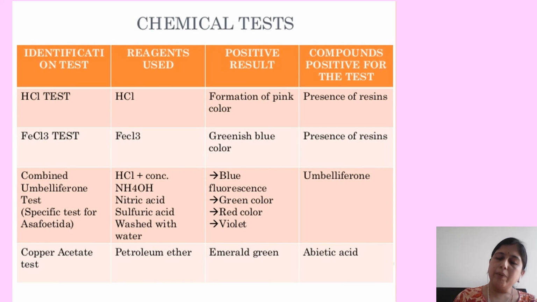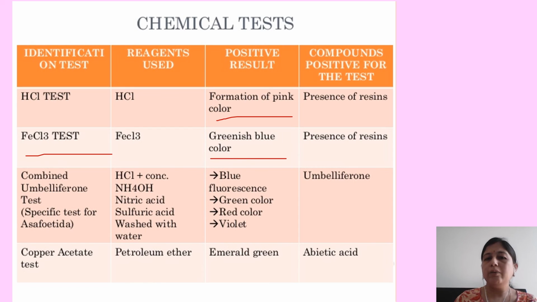Now the chemical tests of these resins. As such, individual chemical tests are generally not available. However, we'll just have a look. One test is the HCl test, where we use dilute HCl in the resinous solution and it gives a pink color in the presence of resins. The second test is the FeCl3 test. Here we add the ferric chloride solution and we get a green blue color showing the presence of resins.